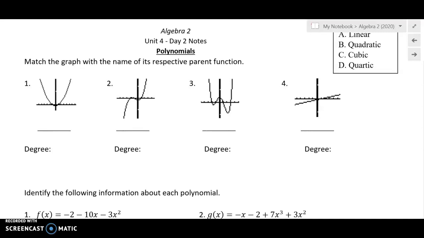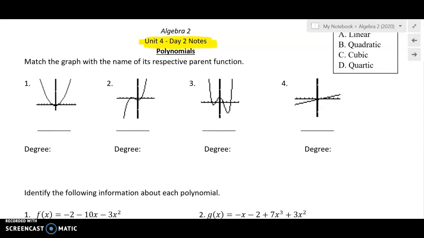Hi guys, we are in Unit 4, Day 2 notes. The topic for today is we're going to keep talking about polynomials. Whole chapters about polynomials, but we'll dig a little deeper, talk about the 4 kinds. So I just want to show you the graphs, kind of talk a little bit of background here.